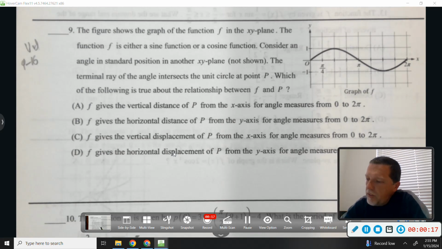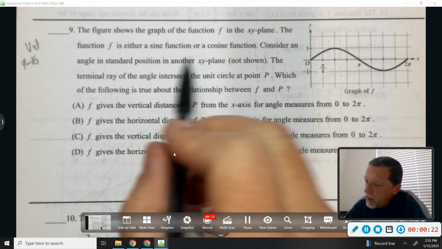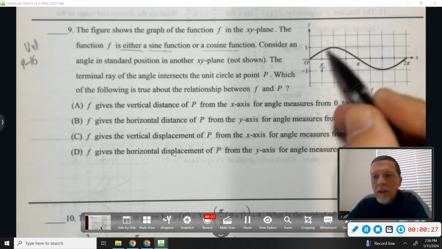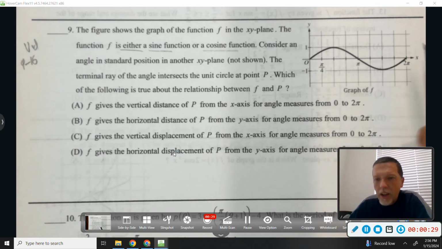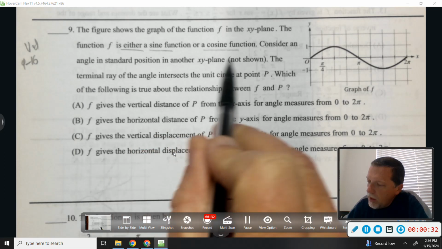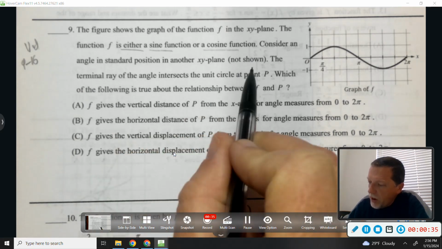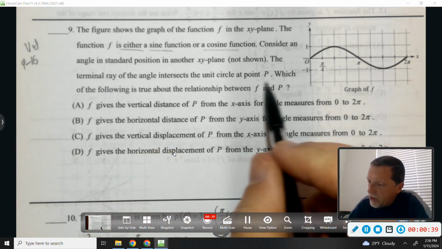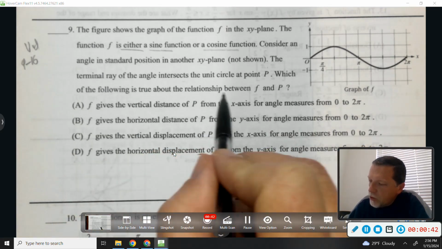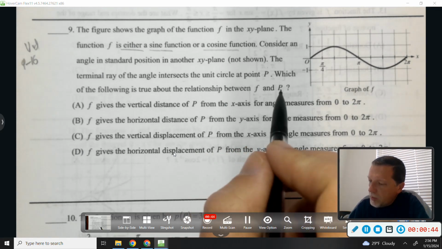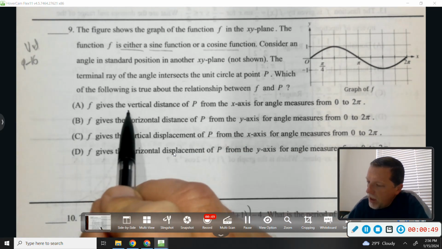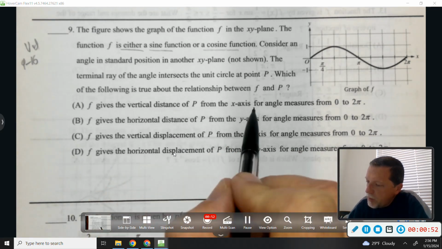Number 9. The figure shows the graph of the function f in the xy plane. The function f is either a sine function or a cosine function. Okay, remember, because every sine could be identified as cosine and vice versa. Consider an angle in standard position in another xy plane not shown. The terminal ray of the angle intersects the unit circle at point P. Which of the following is true about the relationship between f and P? Okay, goodness. f gives the vertical distance of P from the x-axis.